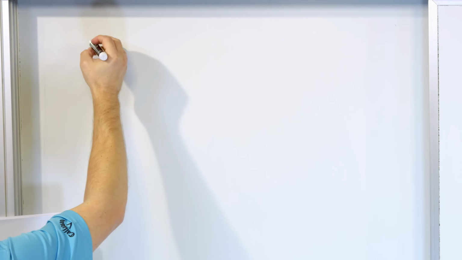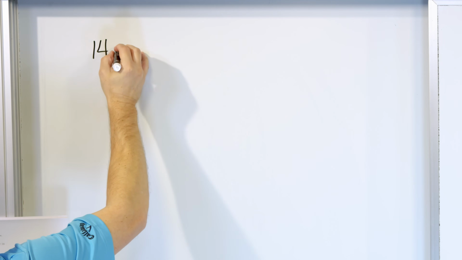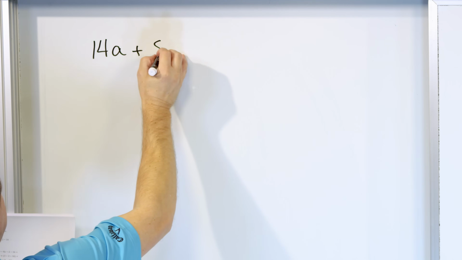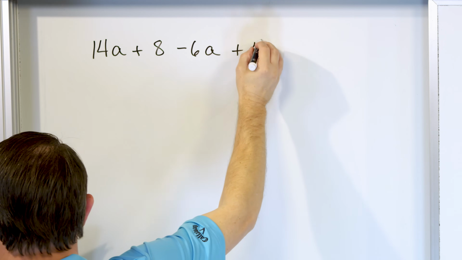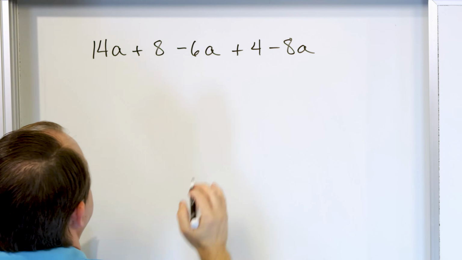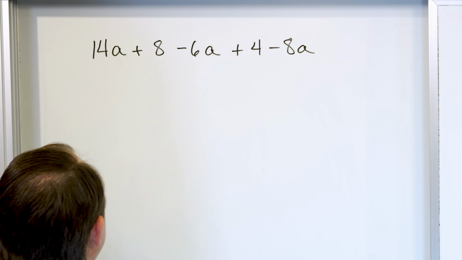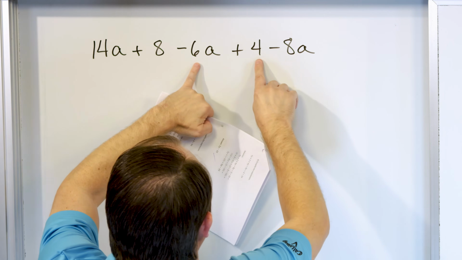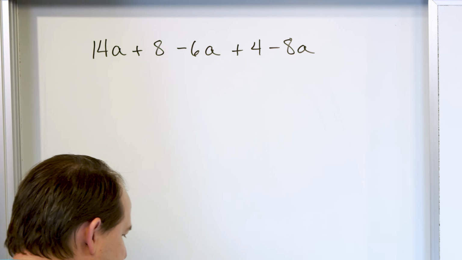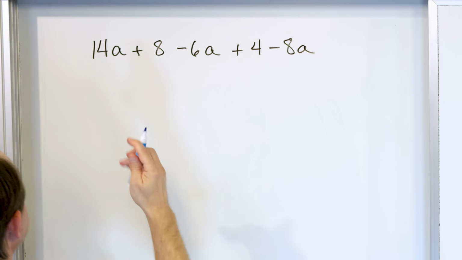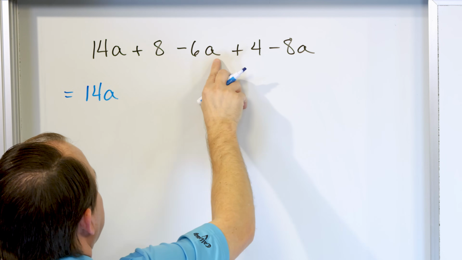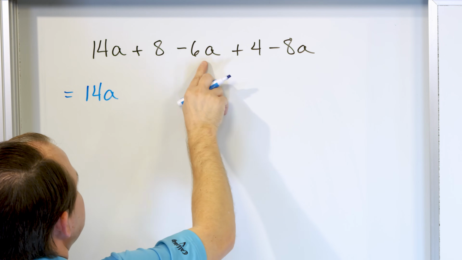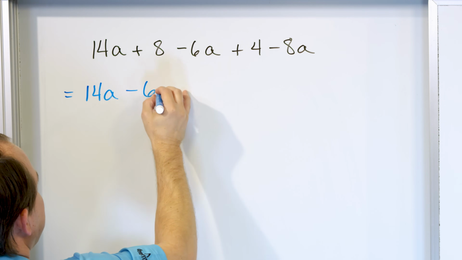All right, only 2 more problems. Let's take a look at 14a plus 8 minus 6a plus 4 minus 8a. All right, so I don't have any terms right next to each other that are like terms, so let's go ahead and just rearrange things as we've been doing. We start with 14 times a. Here is a like term. It has the same variable. The minus sign goes with it, so it's minus 6a.